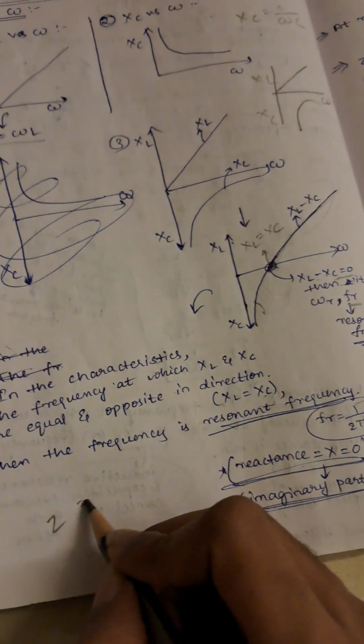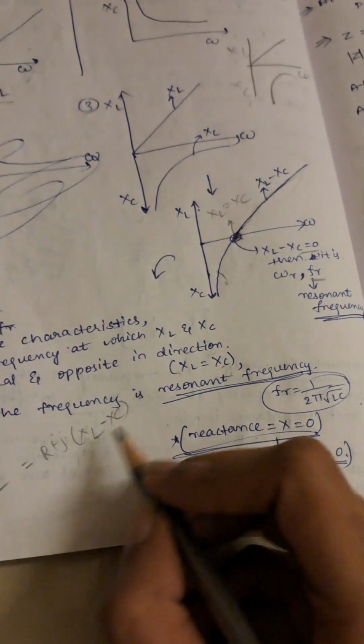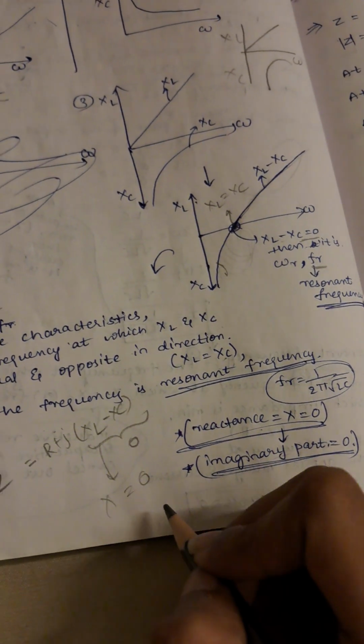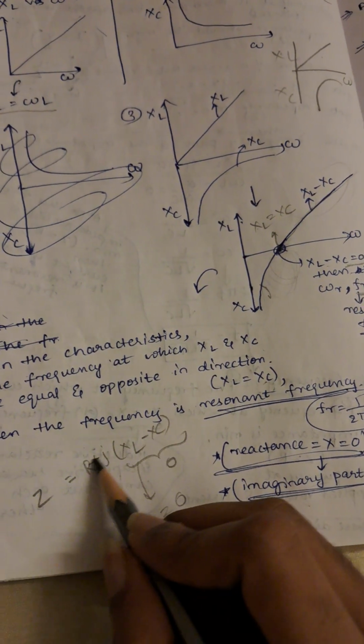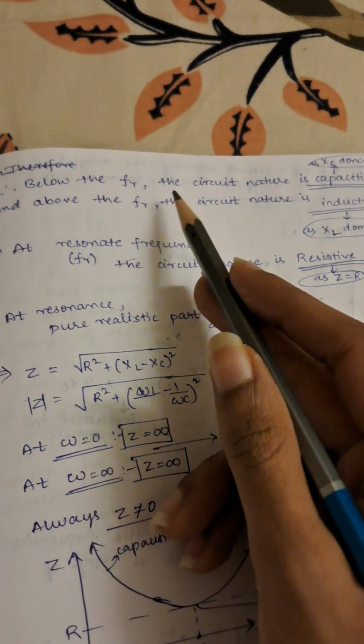Because Z is equal to R plus j(XL minus XC). As I already said, this part is 0, which means the reactance X is 0. That means the imaginary part of the impedance is 0 in the resonant condition. Now, below FR, the circuit nature is capacitive.